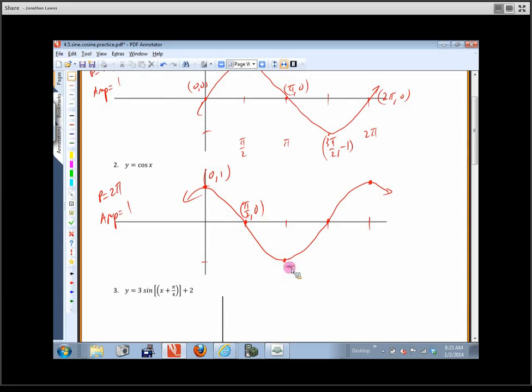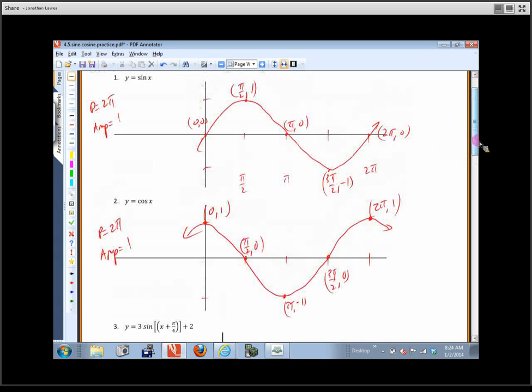This would be pi, comma -1. 3 pi halves, comma 0. And then this would be 2 pi, comma 1. Right back up where we started, ready to repeat the cycle, repeat that period. Okay? Now, I'll be honest with you. Everybody varies in speed and how accurate they are in graphing and making things look nice. Do those look like they're pretty good graphs?